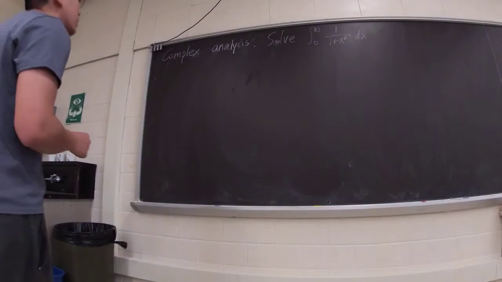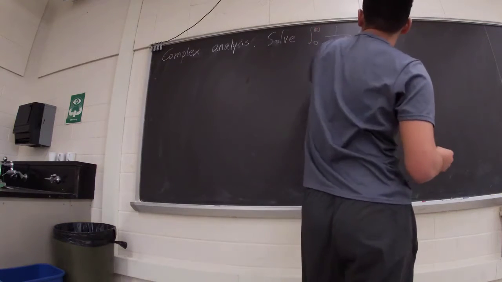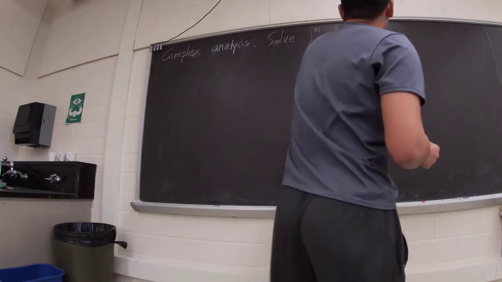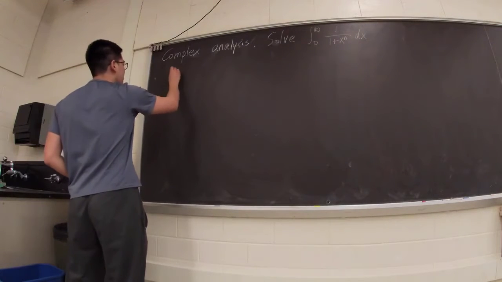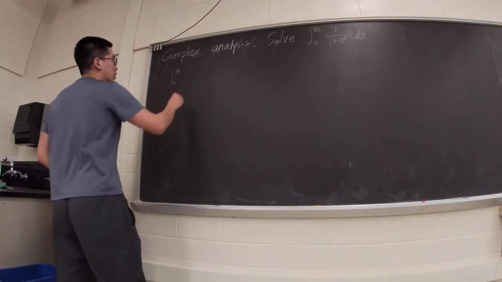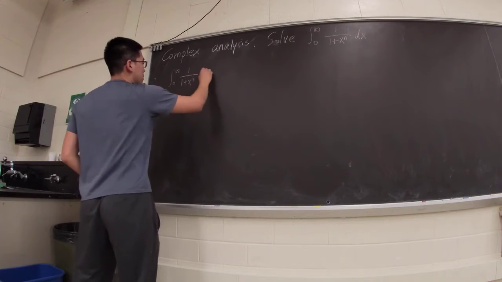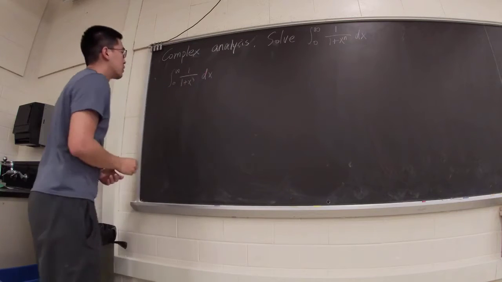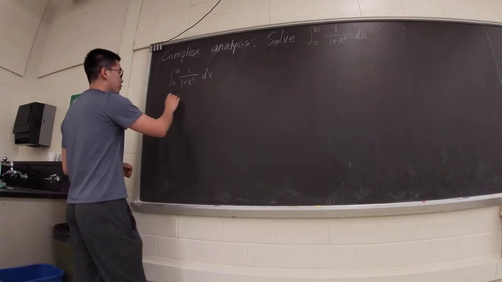I will talk about how to solve this type of question. First, I will give you an example. Let's solve the integral from 0 to infinity of dx over 1 plus x cubed. If you are familiar with complex analysis, we will see there are three poles.